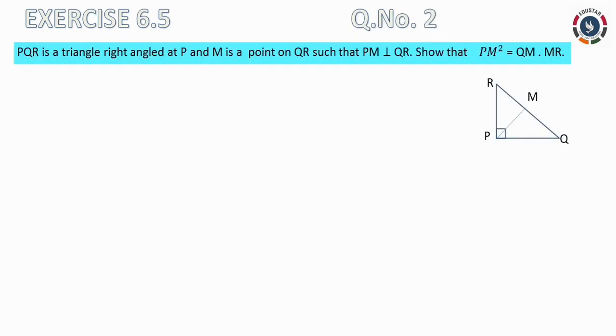Yes. Now, question number 2 from exercise 6.5. PQR is a triangle right angled at P and M is a point on QR such that PM is perpendicular to QR. Show that PM square is equal to QM into MR. So, what is given? Angle P is equal to 90 degree and PM is perpendicular to QR. So, which theorem can be applied here? Theorem number 6.7. The 3 pair we have proved, right? Do you remember? Yes, that is the thing we are going to do, but careful about the 90 degree angle. So, 90 degree exactly, keep it in the middle.